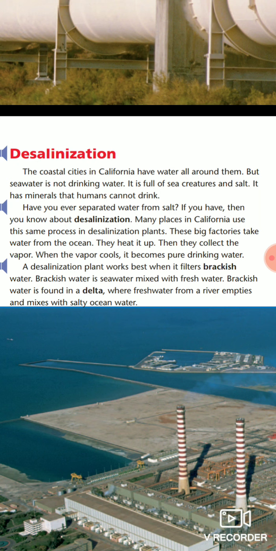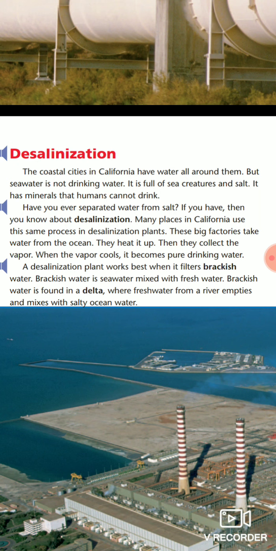Many places in California use the same process in desalination plants. These big factories take water from the ocean. They heat it up. Then they collect the vapor. When the vapor cools, it becomes pure drinking water.